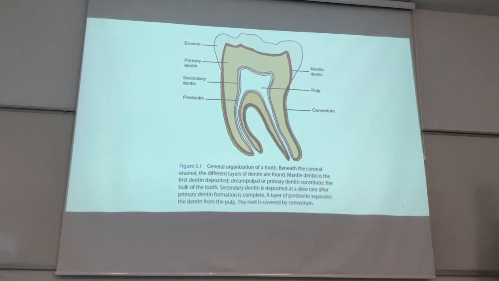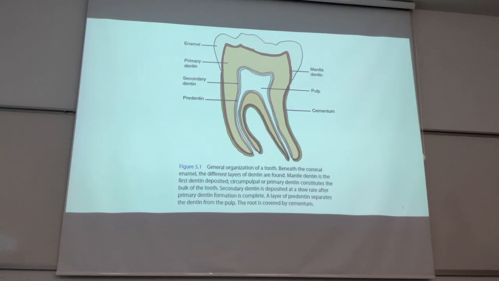Here you can see a section of tooth. Here is very important, and please look at here very carefully. In this part we have the enamel.